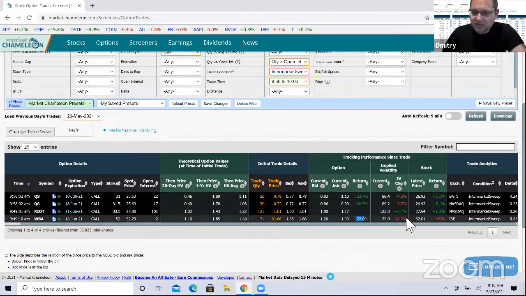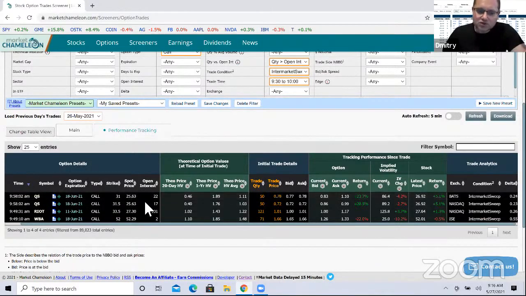Implied volatility is down 10%, and the stock was down 0.5%. You can see the stock at the time of the trade was $52.29. It dropped by 28 cents, down 0.5%. But that option lost some pretty significant premium, down 22%.